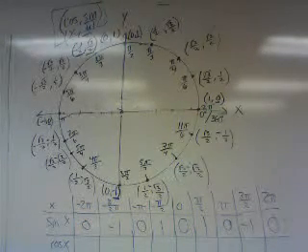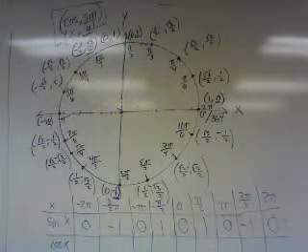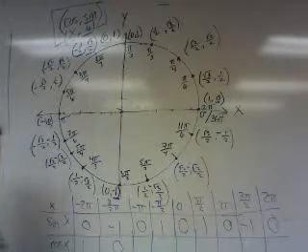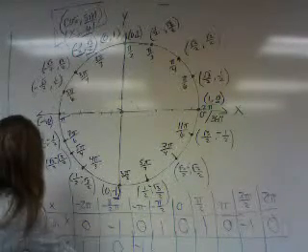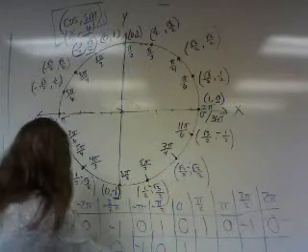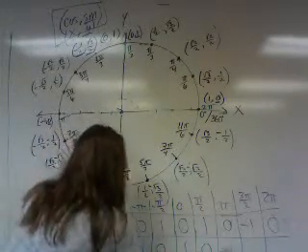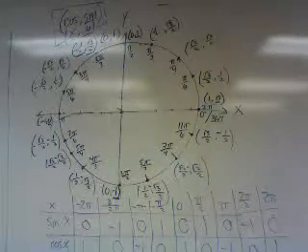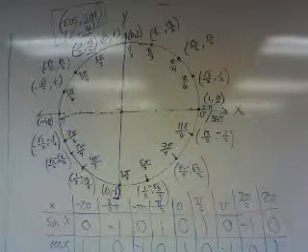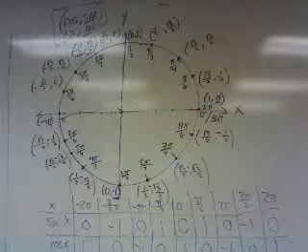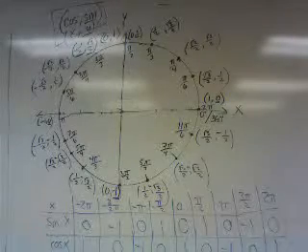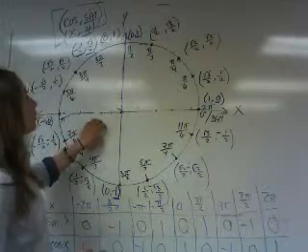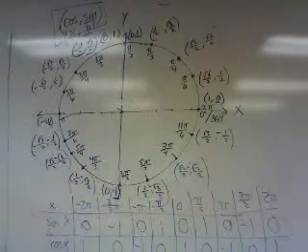Okay, so for cosine, I got 1, 0, negative 1, 0, 1, 0, negative 1, 0, 1. So check to see if you got the same answers as me. This is how you would do it if you wanted to fill this table in using your unit circle, which is really important you know how to do because I don't know how he's going to test you.